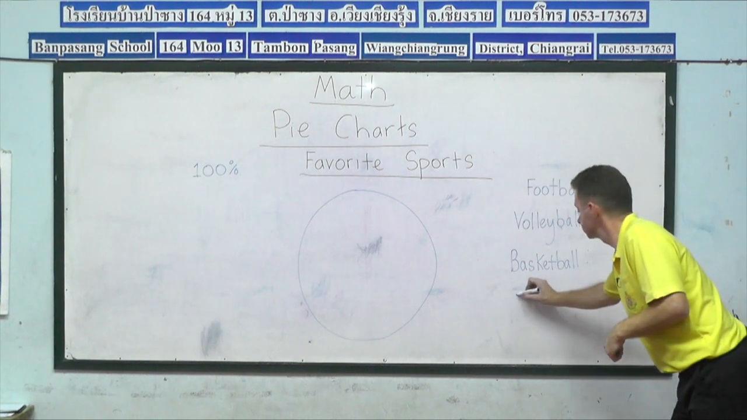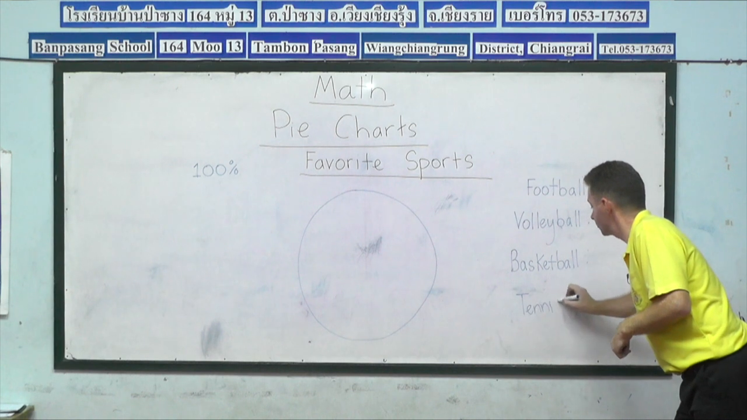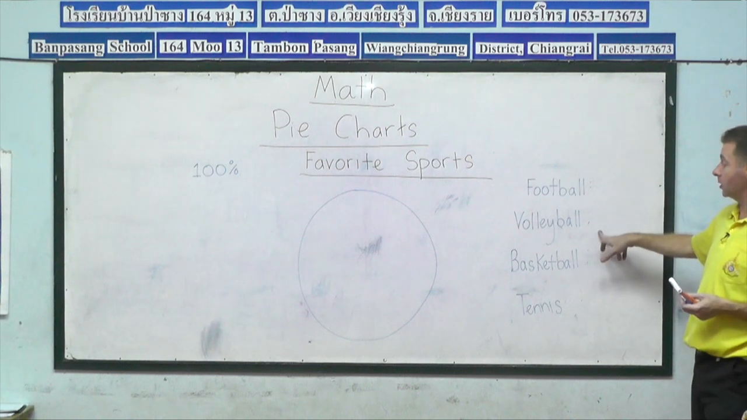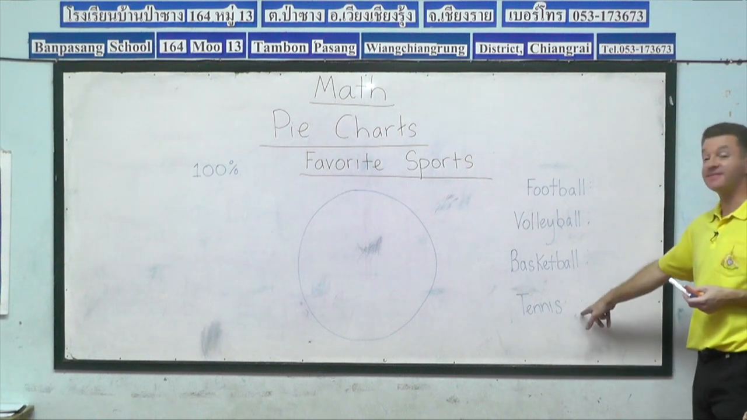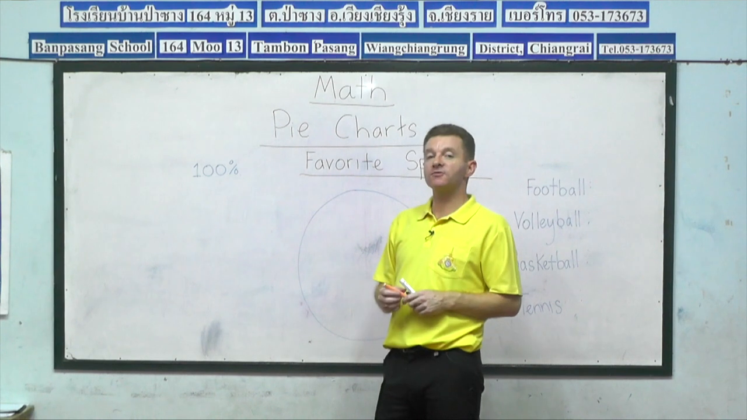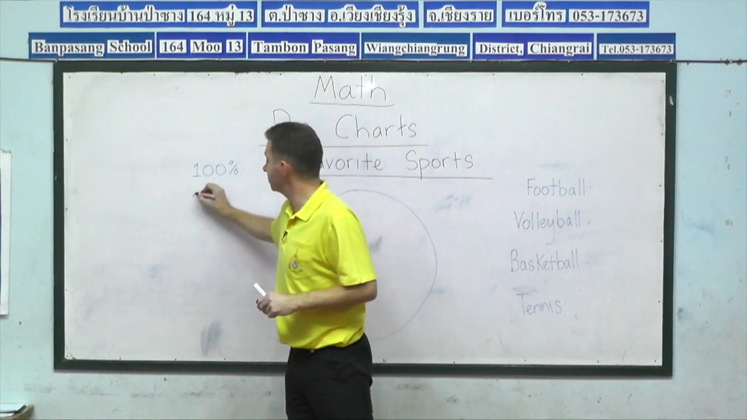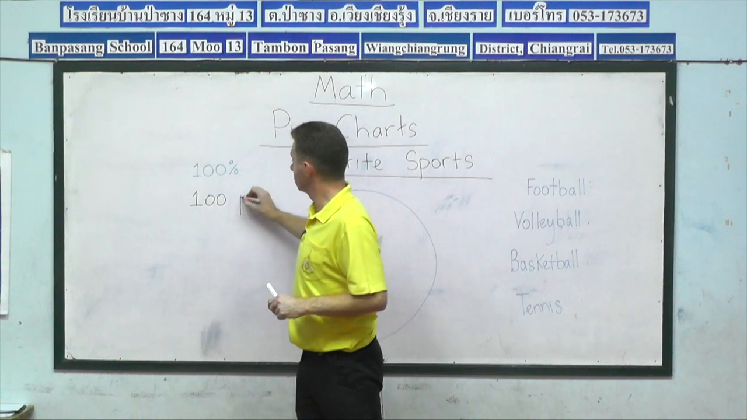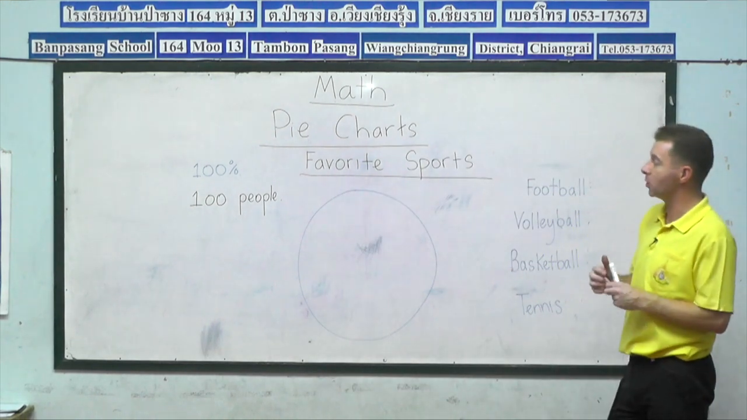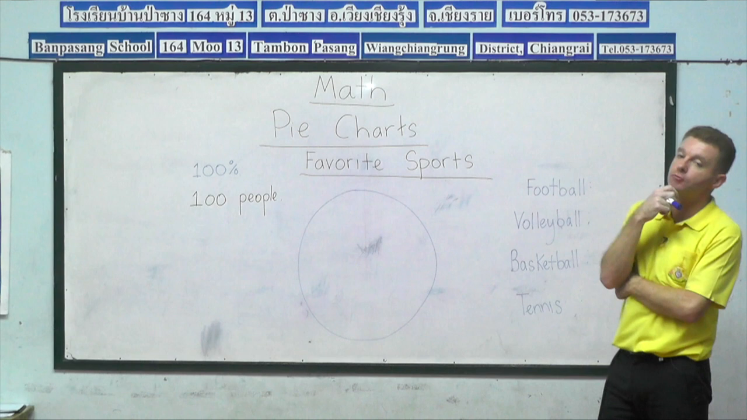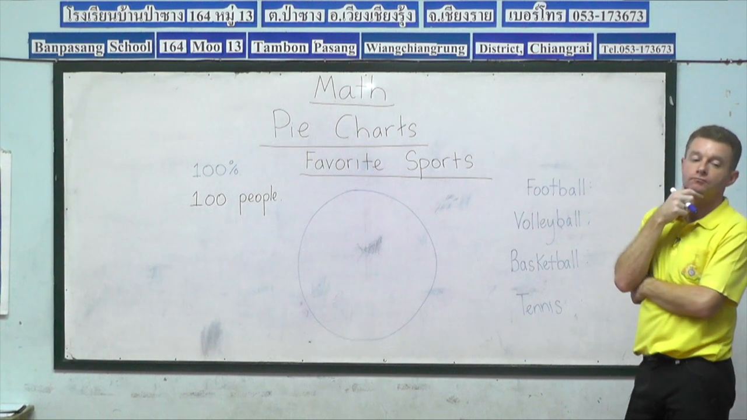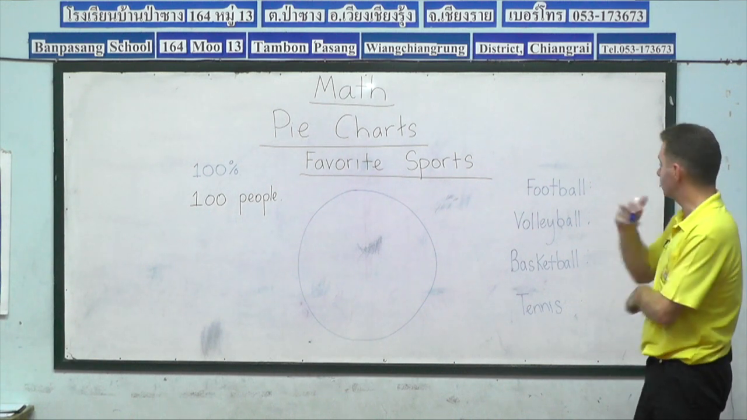Tennis. We need at least 4 sports to make our pie chart look real. So we've got football, volleyball, basketball, and tennis. So what we'll do, to make it realistic, our 100%, we will say as though we ask 100 people. Because 100 people can represent the 100% of people we ask about favorite sports. So let's see. If we ask 100 people what their favorite sport is, how many do we think might say football? 45. About 45%. Okay, we'll go with 45.